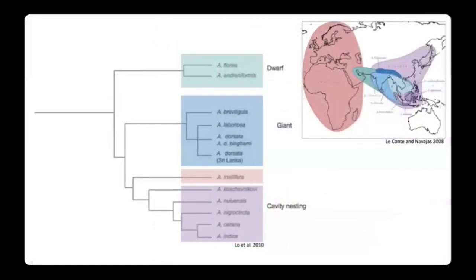So contemporary species of Apis constitute 3 clades. In green, we have the dwarf honeybees, whose distribution is highlighted by the green coloring on the map. In blue, we have the giant honeybees, where some of the species distribution is highlighted in blue on the map. And then finally, there's cavity nesting bees, highlighted by both the red and purple coloration. Today's talk will focus on two cavity nesting bees, Apis mellifera and Apis cerana, the first of which I will be focusing on being Apis mellifera.